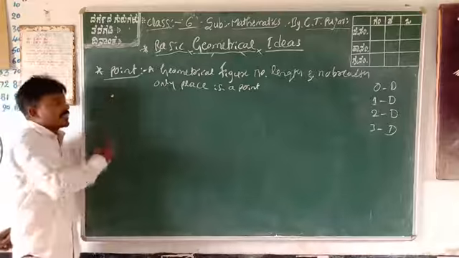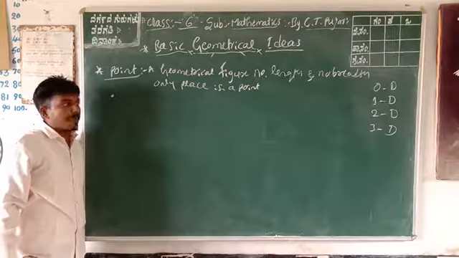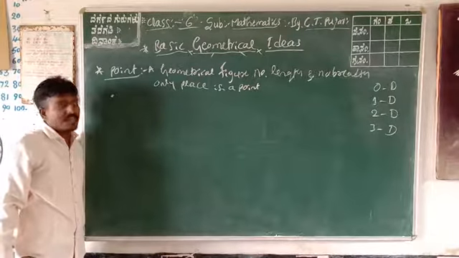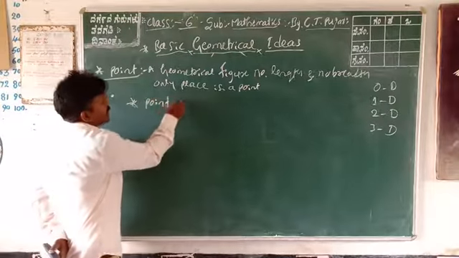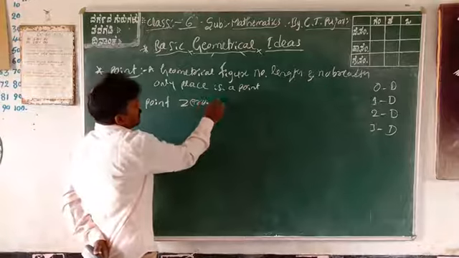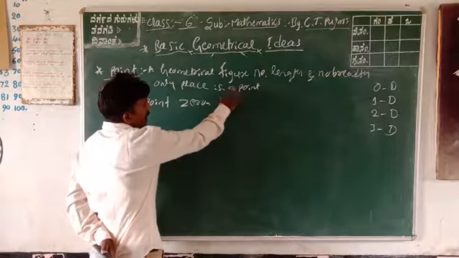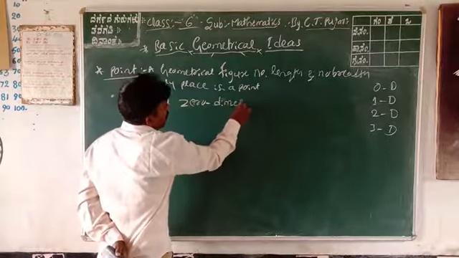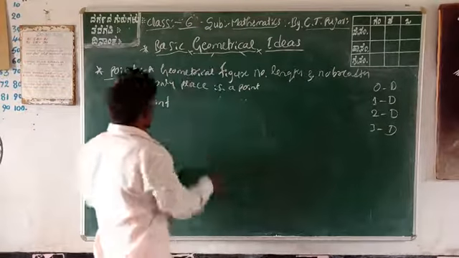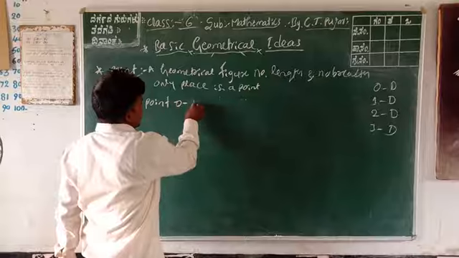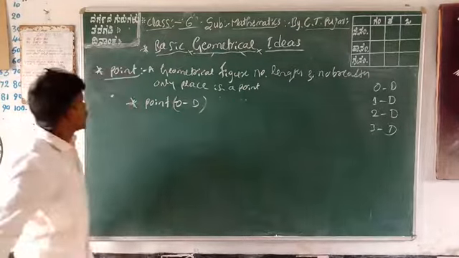Okay, is this point 0 dimensional, 1 dimensional, 2 dimensional or 3 dimensional? Therefore, a point is 0 dimensional, 0D.